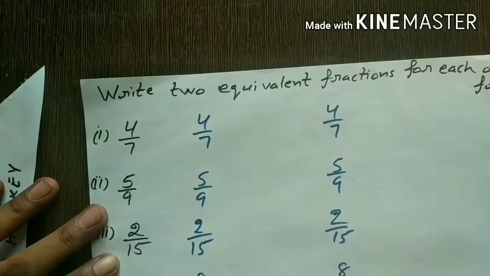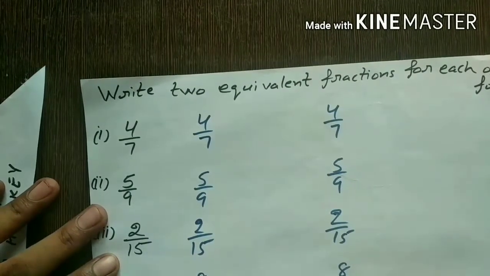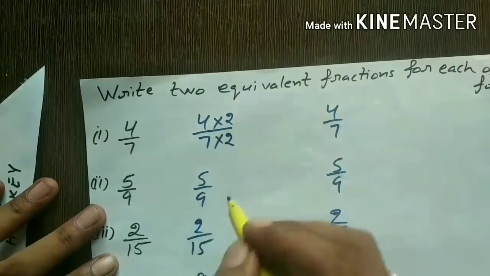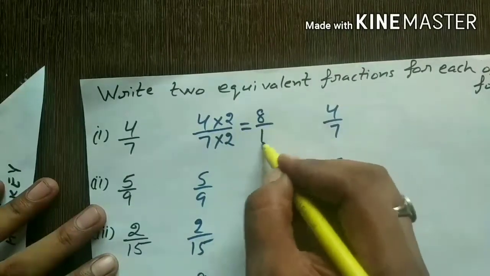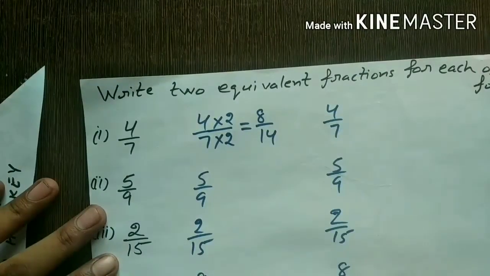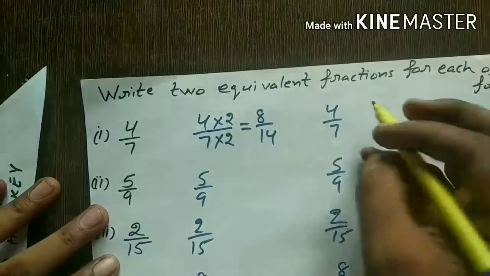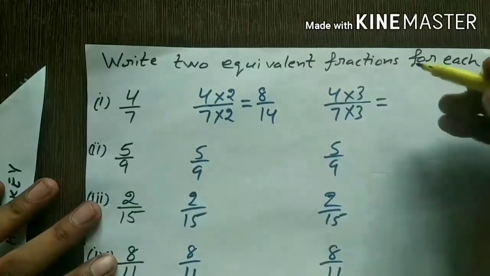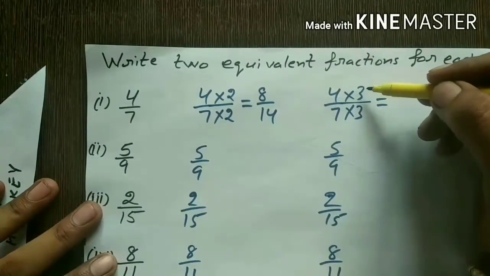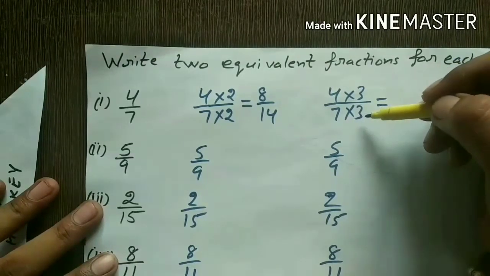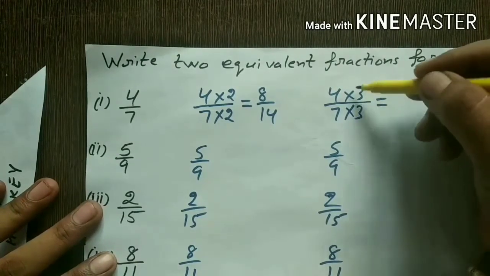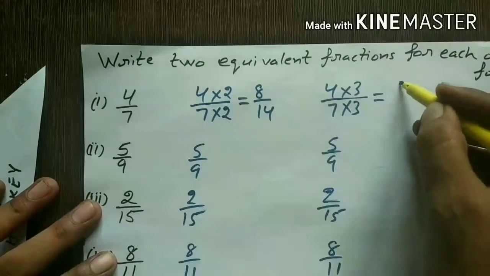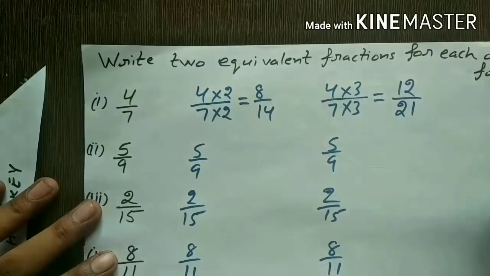Now which number do you want to take? Firstly, I will take the number 2. Okay, so I will multiply with 2 and 2. So the answer is 8 over 14. This is the first equivalent fraction. Now I will multiply with 3 and 3, because we know that if we multiply the numerator by 3, then we have to multiply the denominator by 3. We have to multiply with the same number on the up and down side of the division bar. So the answer is 12 over 21.